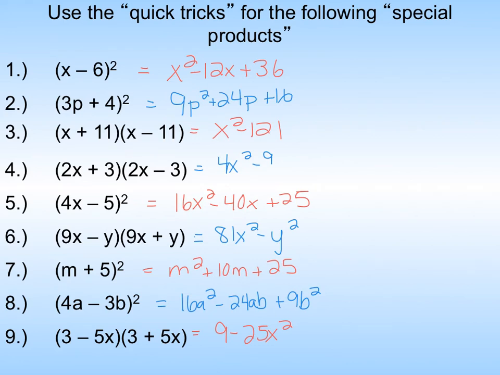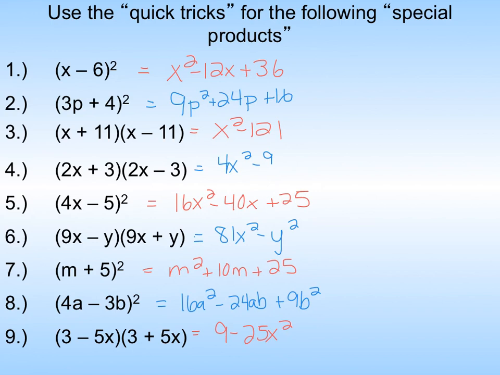Okay, so number 1 was a square of differences, so square the first term, multiply and double the middle term, and then square the last term to get x squared minus 12x plus 36. Your second one was a square of sums, so again, square the first term, 9p squared, multiply and double to get 24p in the middle, and then square the last term to get 16. Example 3 was a difference of squares, so it's just basically F and L, no OI, so it's x squared minus 121. Number 4, another difference of squares, you get 4x squared minus 9.